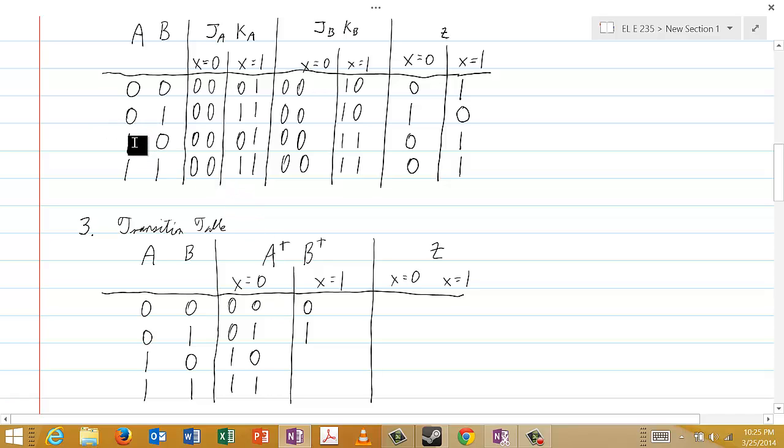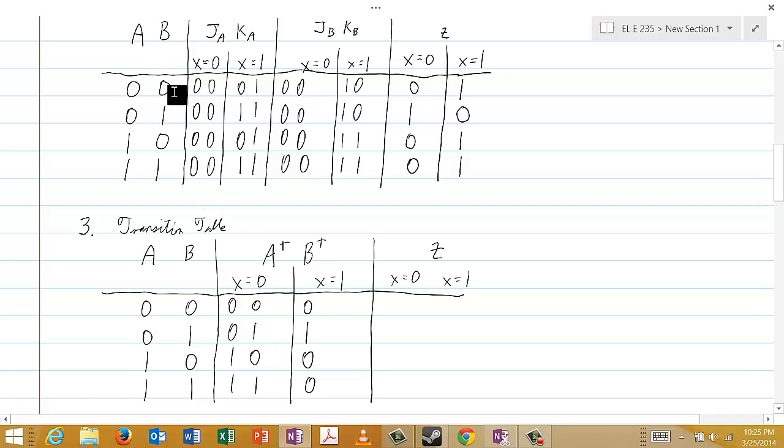Now go to the next one. In the next line, A is 1, and we have JK is 0, 1. And remember, 0, 1 sets it equal to 0, regardless of what the present value of the output is. So we have 0. And then in the final line, A is equal to 1, but JK is 1, 1. That's the toggle condition, so that 1 will become a 0.